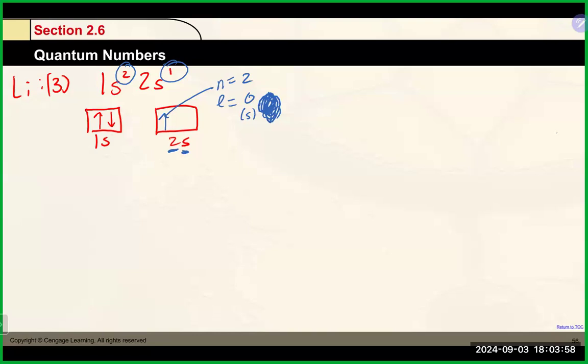Questions on that there? Now m sub L, because our L value is 0, the only option is 0. And our m sub s here is going to be plus 1/2 in this case. Any questions on those there?